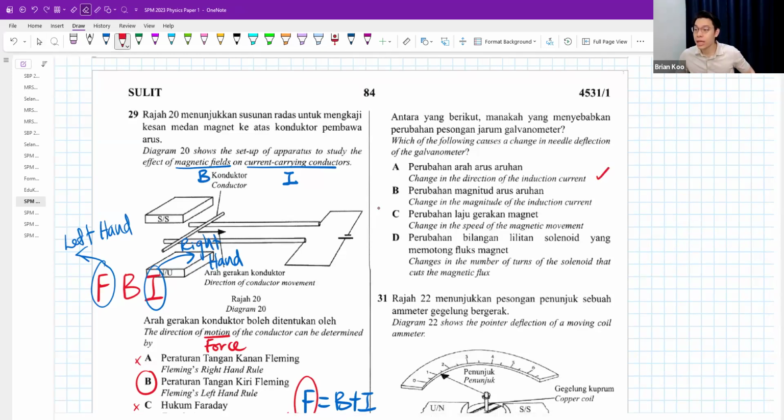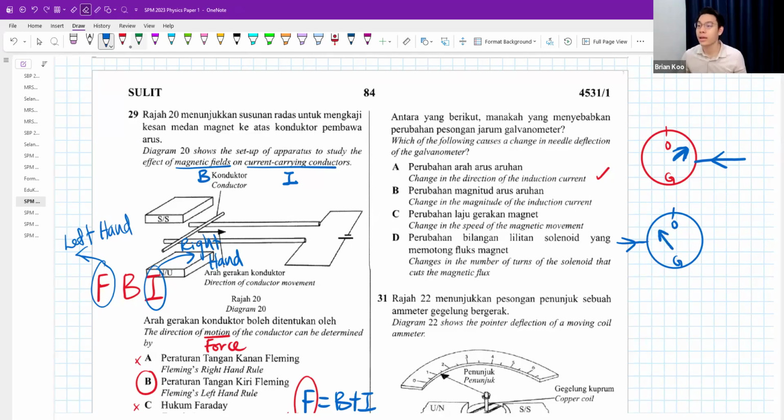A change in magnitude of induced current, also yes. But I believe they are talking about deflecting left and right, because please know that a galvanometer has a zero in the middle. The reason why it will deflect left and right is because the current is coming in from different sides. If current comes in from this side, it will point to the right side, let's say. If current is coming in this way, then the galvanometer is going to deflect this way. Let me just read C and D also. Change in speed of magnet movement. Yep, you change the speed.